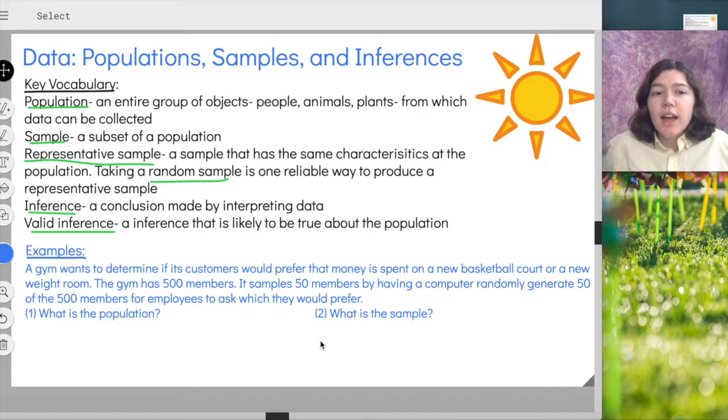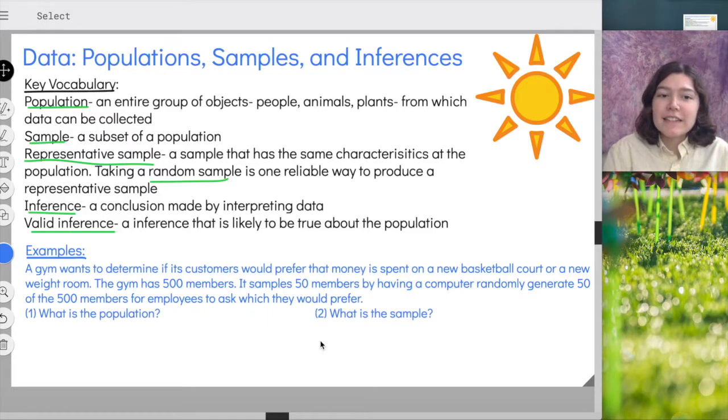So our first vocabulary word is population. Population means an entire group of objects from which data can be collected. I'm sure you've heard population before. You've probably heard like the population in the United States is, right? That's like how many people are in the United States. So it's an entire group of objects, people, animals, plants, that we can get information from. So you could say the population of Philadelphia. That means every single person living in Philadelphia. So that's population. That's the biggest category.